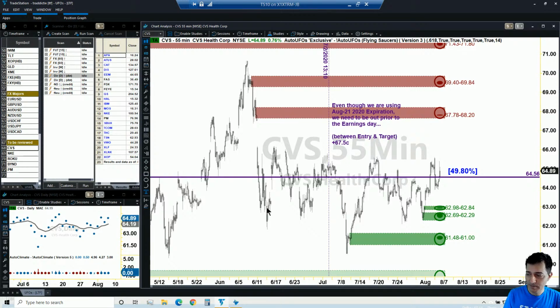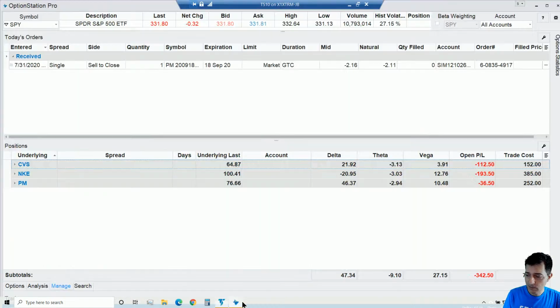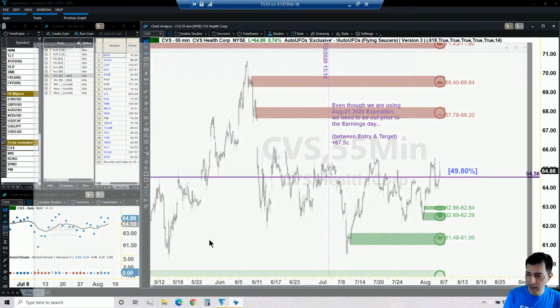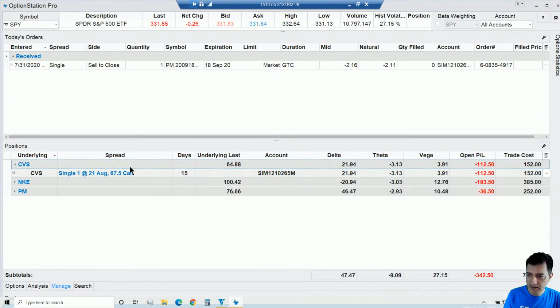All of this has been a very volatile, but in the end, range-bound sideways market, and therefore it went nowhere. Okay, so one more thing to keep in mind. Let me go back to this screen. We're looking at CVS. We got 15 days to go for the expiration date. Again, the moment this trade becomes profitable, we're going to get out.